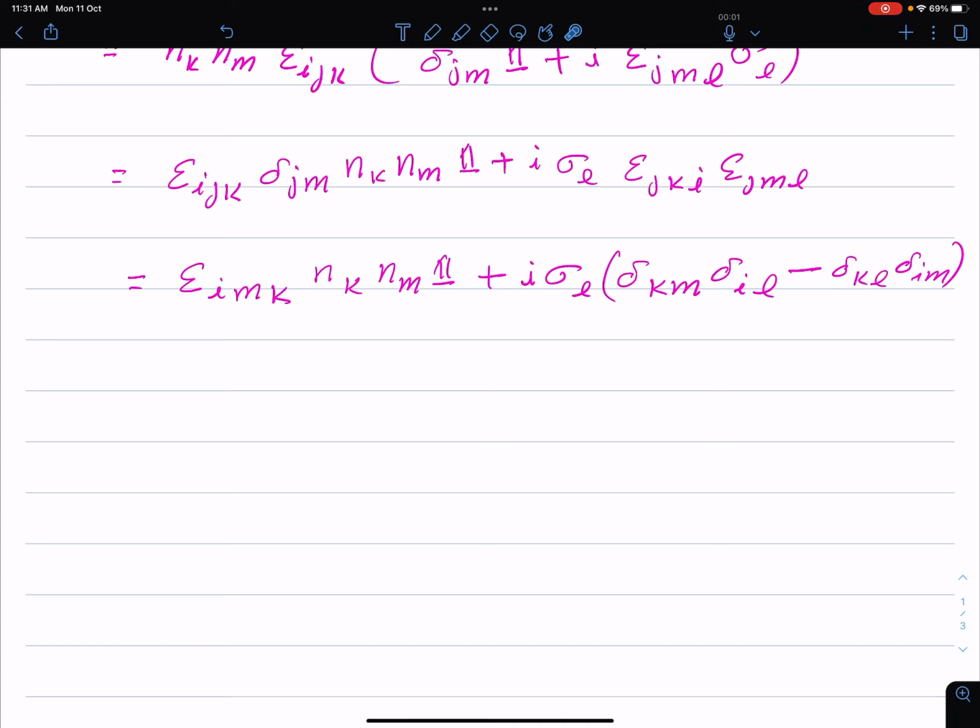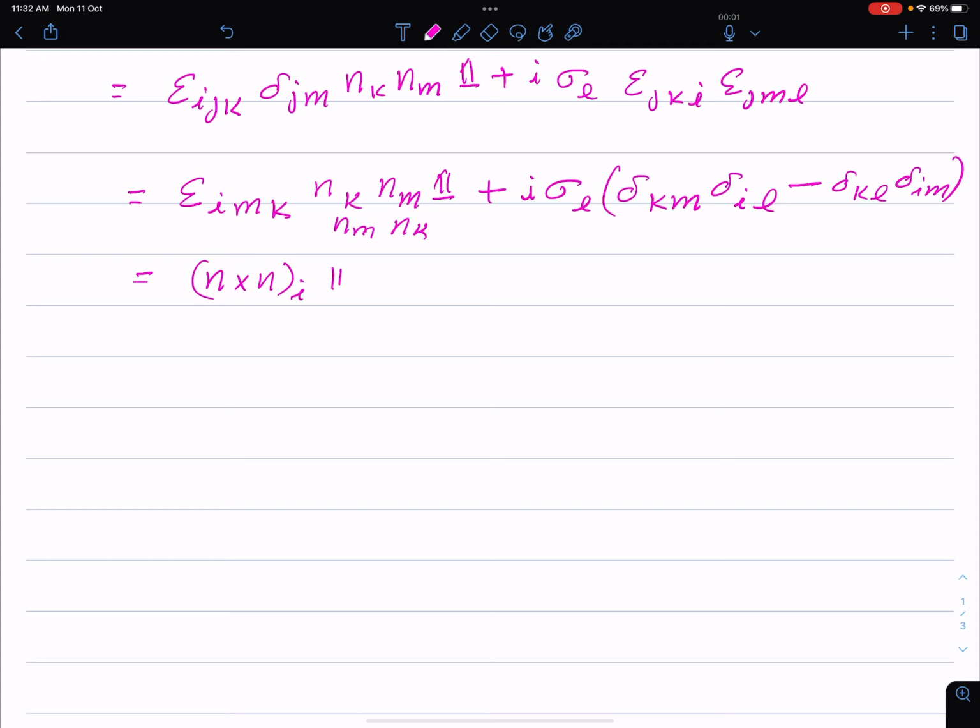This one you can also see in a different way. Because nk nm is the same as nm nk, this is like ε imk nm nk, that is basically the ith component of n cross n, into identity. Obviously that is 0, because the cross product of a vector with itself is 0. Plus, here let us simplify this.